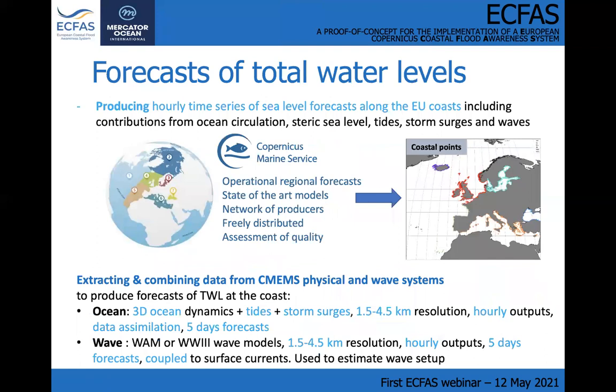So now detailing a little bit more those two objectives and how we go towards them. We focus first on the forecast of total water level. And here we are aiming at producing hourly time series of sea level forecast along the European coast, including the contributions from ocean circulation, steric sea level that is induced by changes in ocean density, tides, storm surges, and waves.